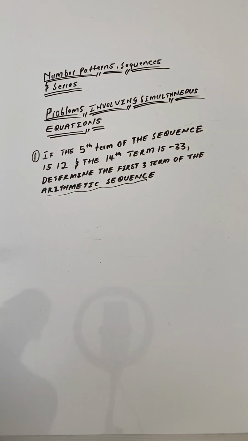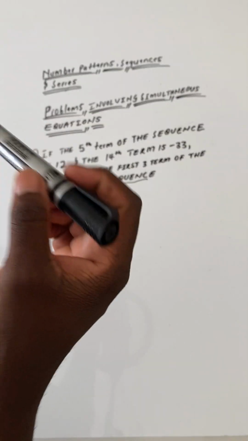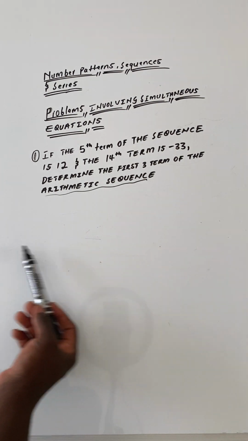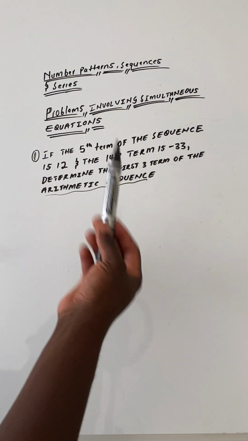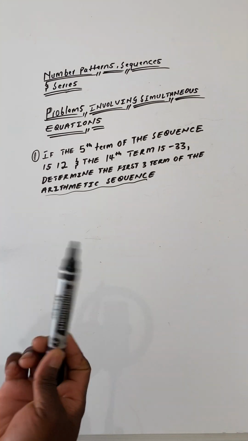So they've made it clear that we are dealing with an arithmetic sequence here. When we deal with this type of problem, they'll always make it clear what type of sequence this is. If they're dealing with a geometric sequence, they're going to tell you that this is a geometric sequence. Let us quickly get into it.